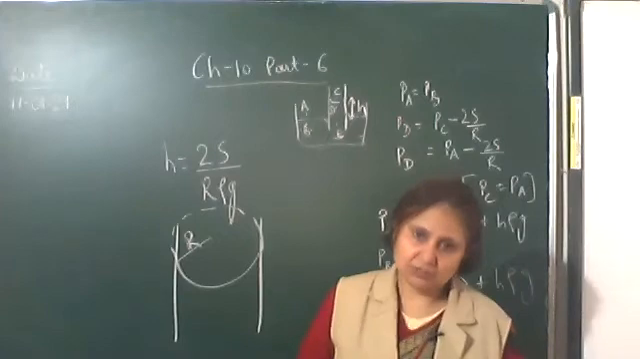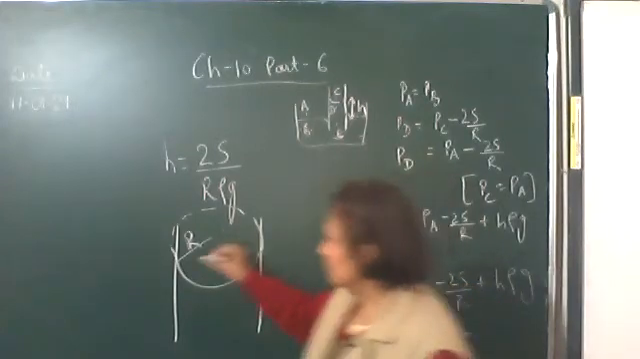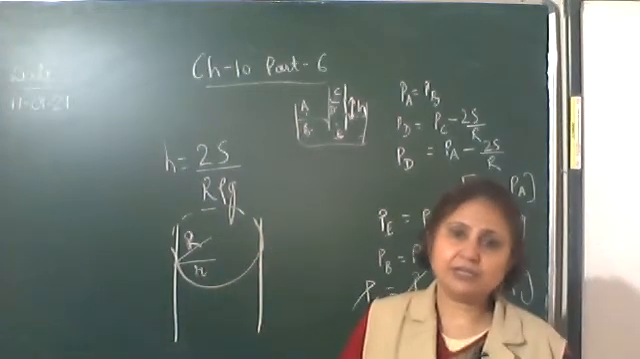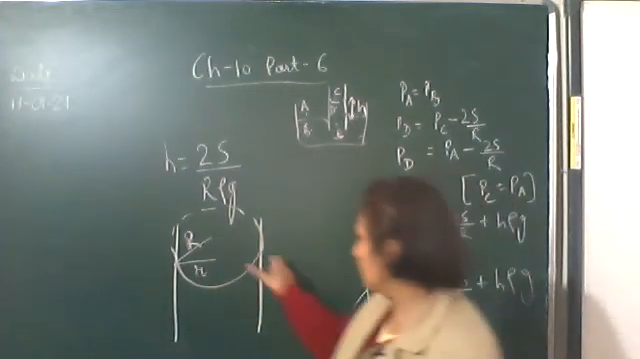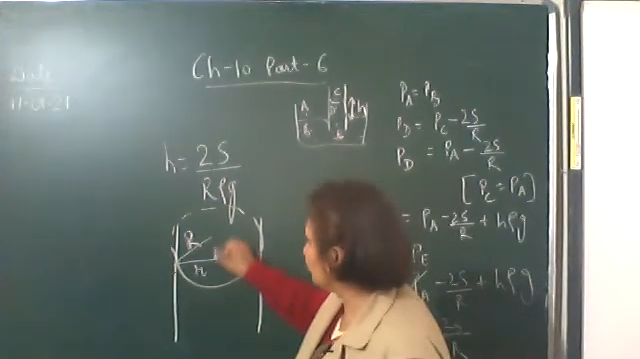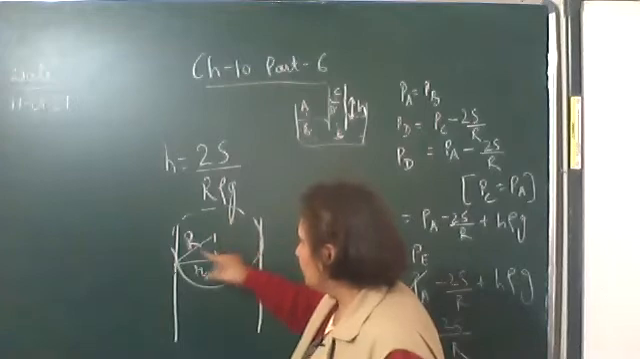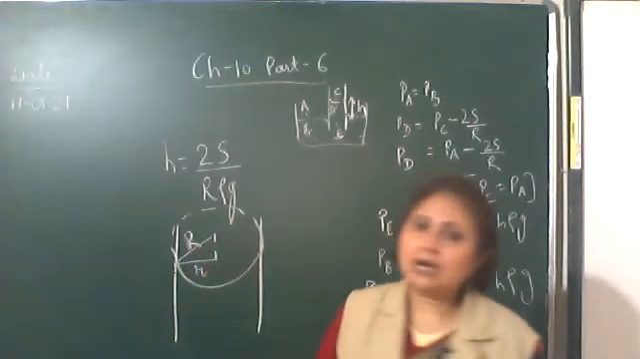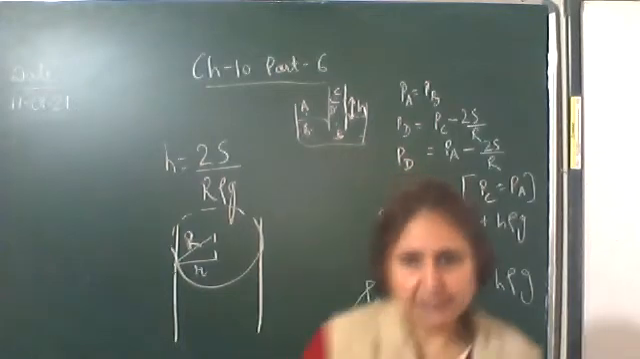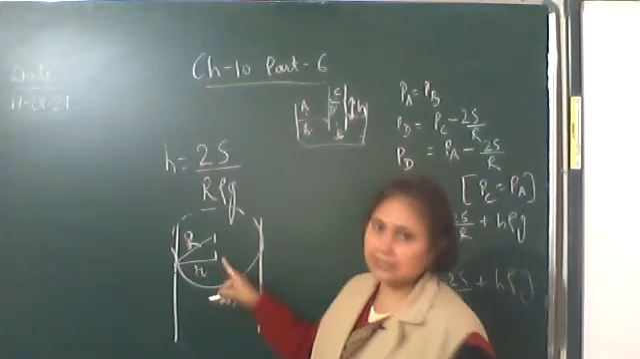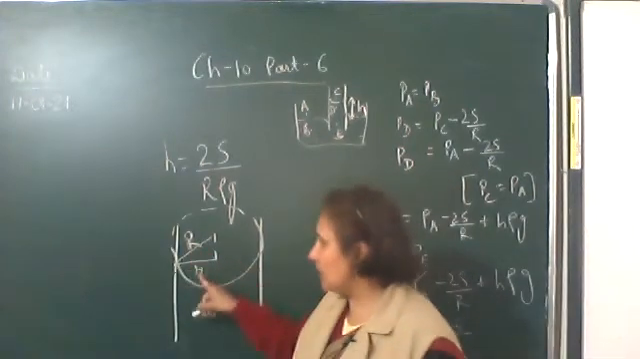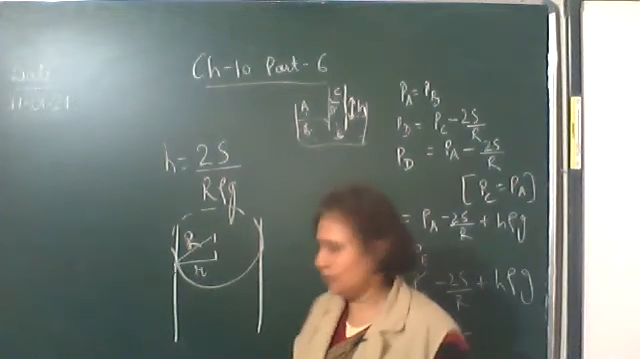But in the question, the radius of curvature will not be given. Instead, what will be given? The radius of the capillary tube. This is the diameter of the tube, so half is the radius. So this is the radius of the tube. So you have to convert this capital R in terms of small r. Capital R is the radius of curvature, small r is the radius of the capillary tube, which will be given in the question. So capital R has to be converted in terms of small r.